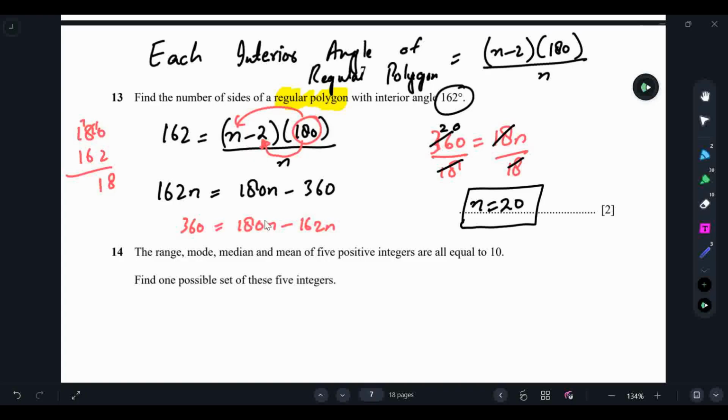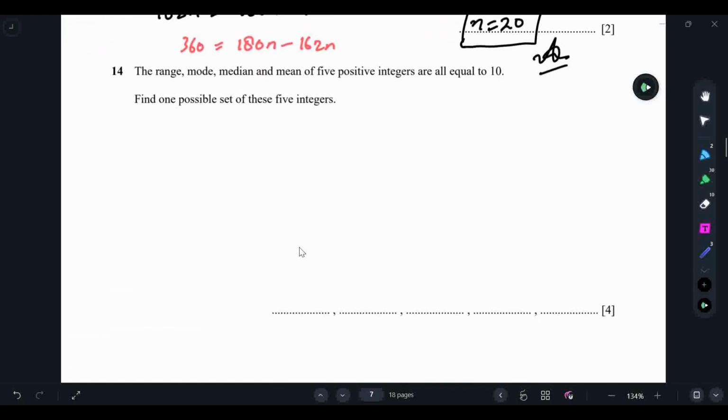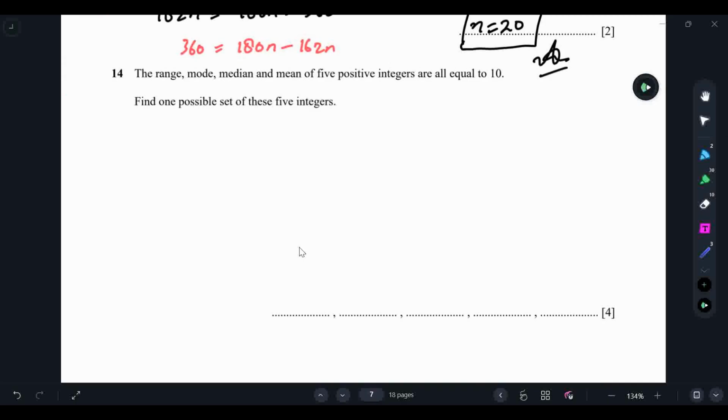I hope that the concept is clear. Let's move to the next one. The range, mode, median and mean of 5 integers are all equal to 10. So find one possible set of these 5 integers. So we can see that the range is 10.